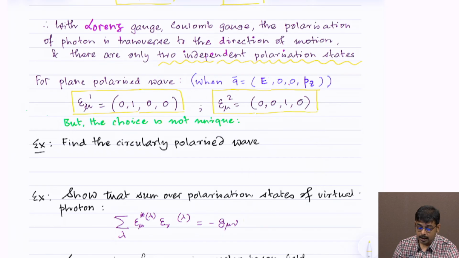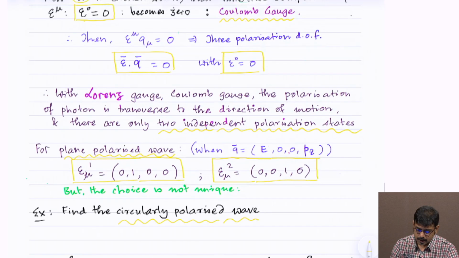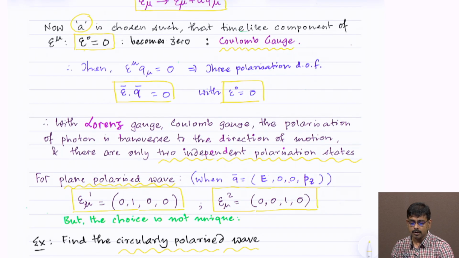However, once again, these choices of polarization that I just talked about are not unique. This is the case of what you call a plane polarized wave. You can actually have a circularly polarized wave, and that is something that you can exploit and see what the polarization vector is for circularly polarized waves, which still satisfies this condition that epsilon dot q equal to 0 with epsilon 0 equal to 0.